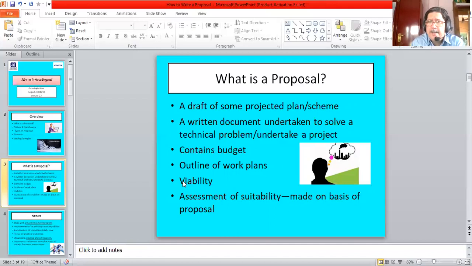So the strength of any proposal is its budget, as you can understand. Also, the outline of the work plans. As I have said, it is nothing airy-fairy, nothing wishy-washy. All proposals have to have a very clear-cut conceptualization and a very good and coherent planning.